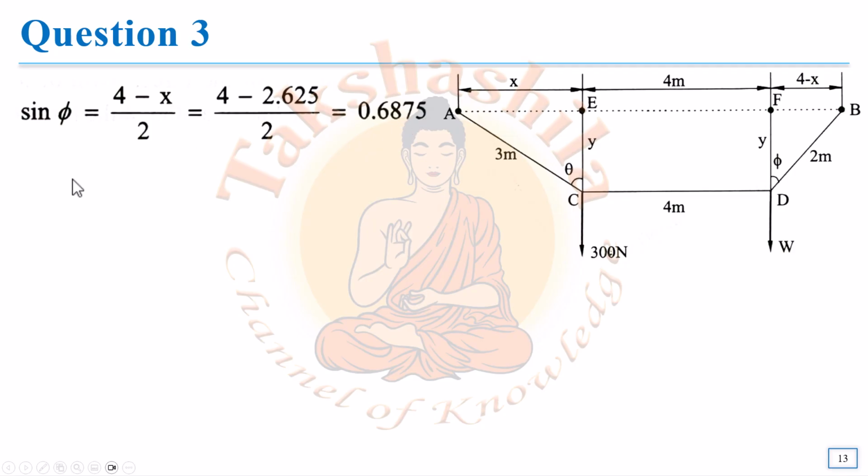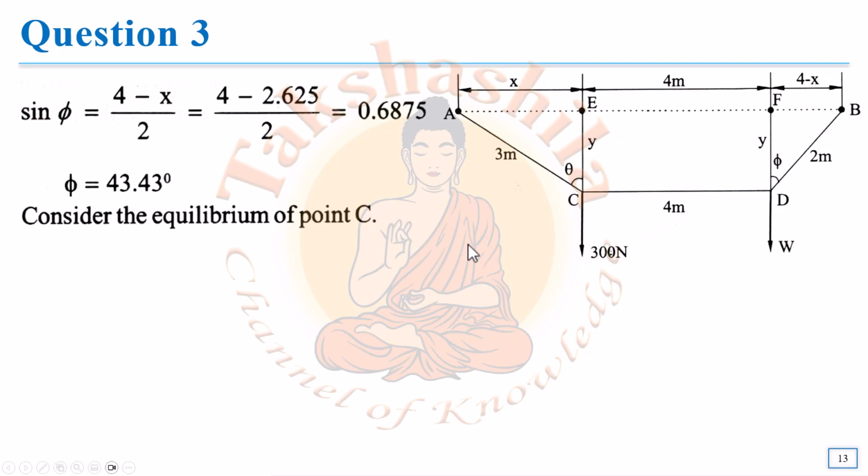Now how can you find the value of phi? Phi will be equal to sine inverse of this quantity, which will come around 43.43 degrees. So now we have found the value of theta as well as phi, so that we can easily resolve both the forces in rope AC as well as DB when we consider the free body diagram at C as well as D. So now let us do that and try to get the value of W.